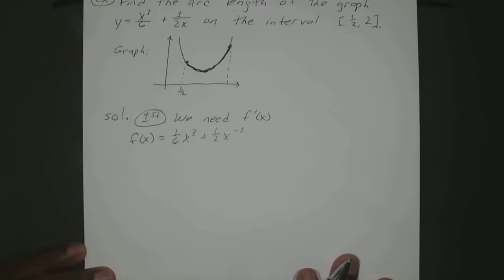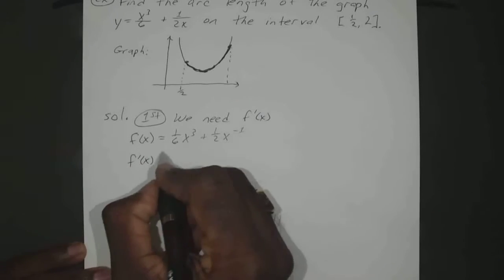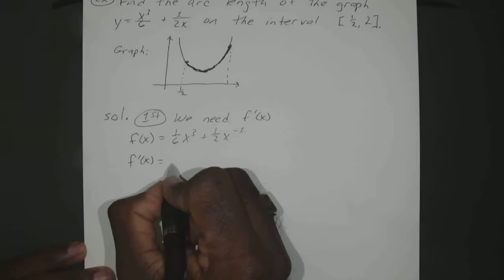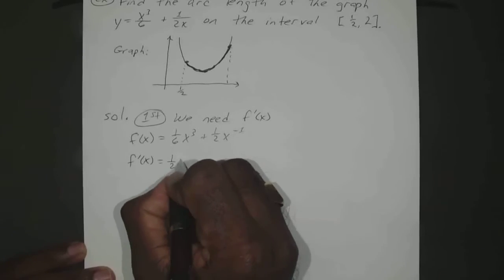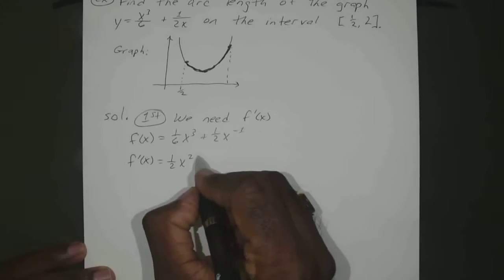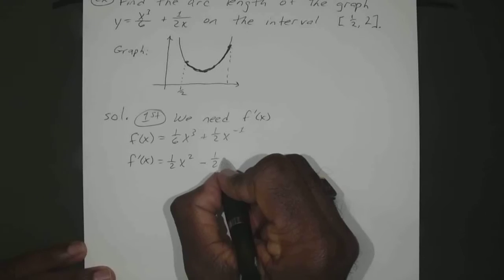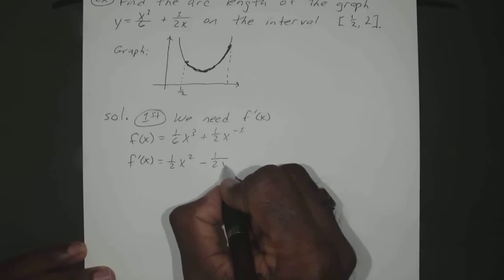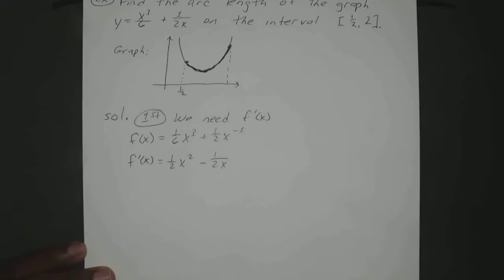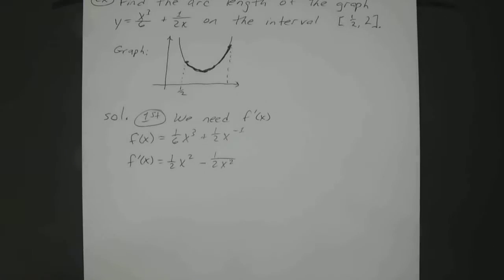So that means that f prime of x, bring that 3 down, so we end up with 3 over 6. So we'll make that 1/2 x squared. Bring that negative 1 down, so that would be minus 1/2. Minus 1 makes that x to the negative 2, or just take it right back down to the denominator.